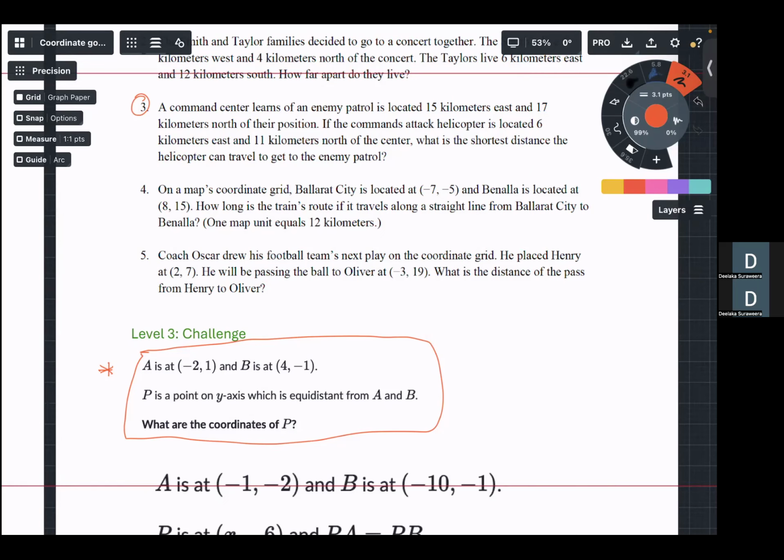Where's the enemy patrol? The enemy patrol up there, right? Because it's 15 kilometers this way and 17 kilometers. So it's the short distance. Oh yes, so you need to calculate both. I thought this was 15. No, I get what you mean. Yeah, that's correct. Think of this as like the coordinates almost. Oh, you need to add.